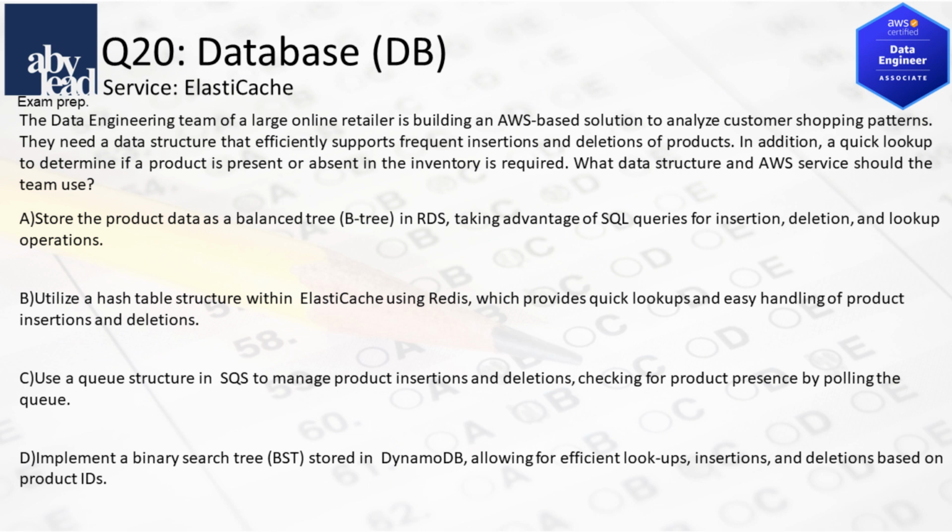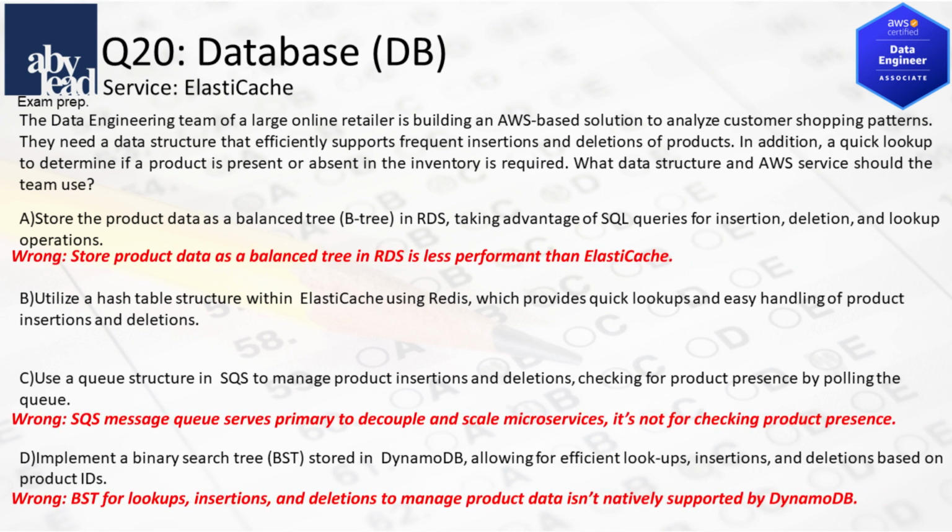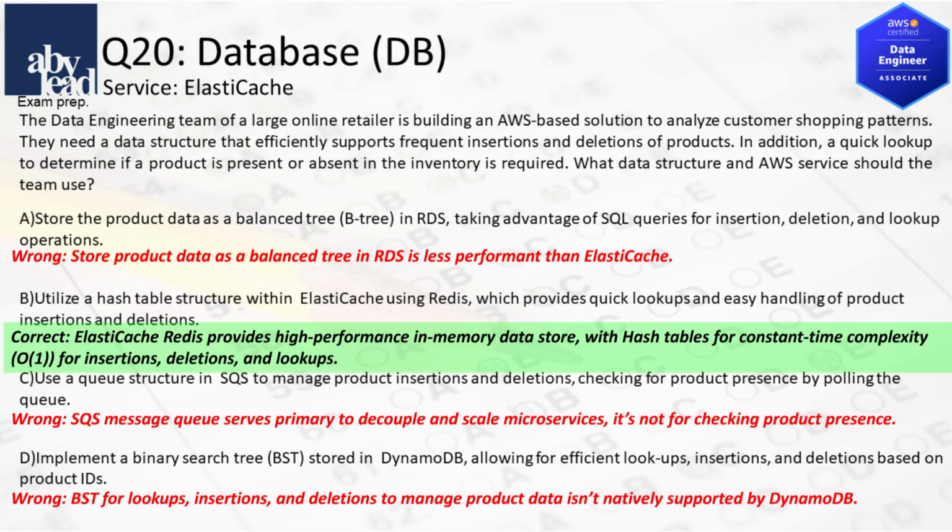Question 20. How do you realize the most efficient e-commerce solution for tracking and analysis? It's ineffective to apply a balanced tree for products in RDS. Even infeasible are SQS queues for product checks and DynamoDB for binary searches. But with ElastiCache Redis you can employ a high-performance in-memory data store with hash tables for constant time complexity.